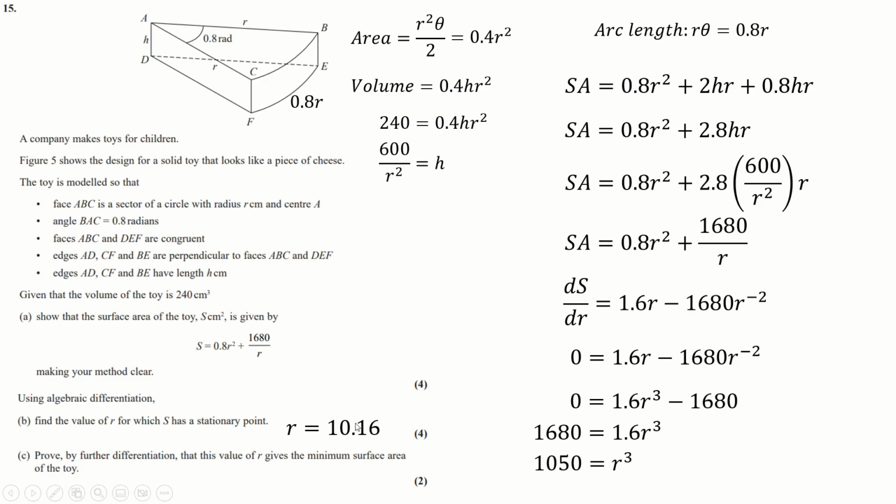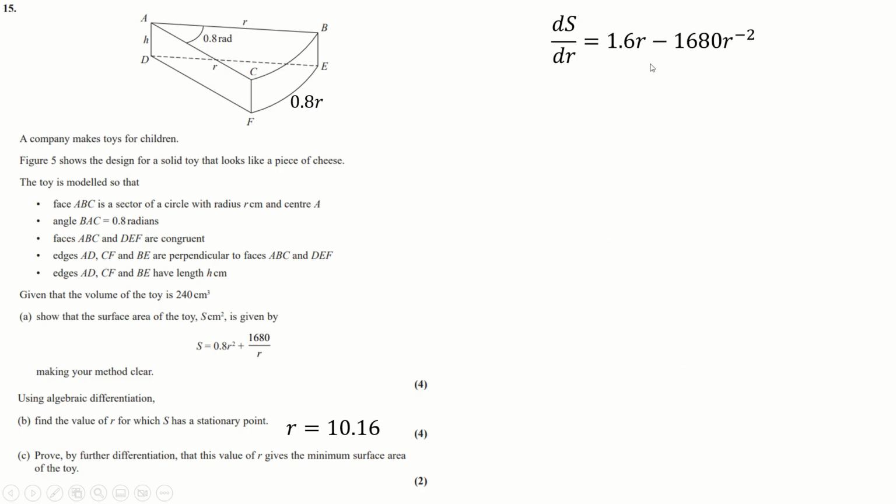Prove by further differentiation this is a minimum. So take the derivative you had earlier, which is going to be this here, and differentiate it again. That just differentiates to 1.6. The minus 2 comes down to make that a plus and doubles that, make a minus 3 there.